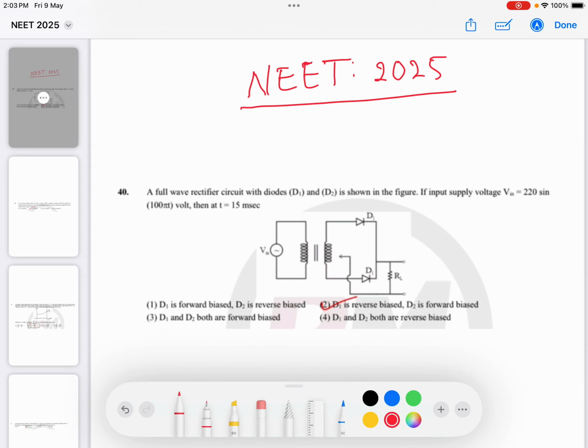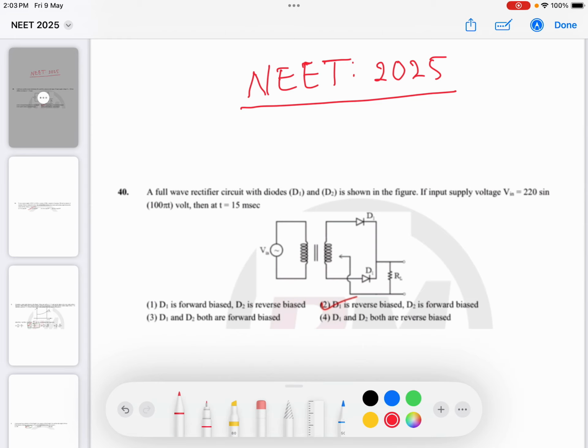According to me, the NEET question paper is moderate to easy, not typical in situation. But from the student's point of view, some difficulty existed. That's why I'm explaining the complete NEET paper 2025 today. Here one of the questions belongs to the semiconductor topic.